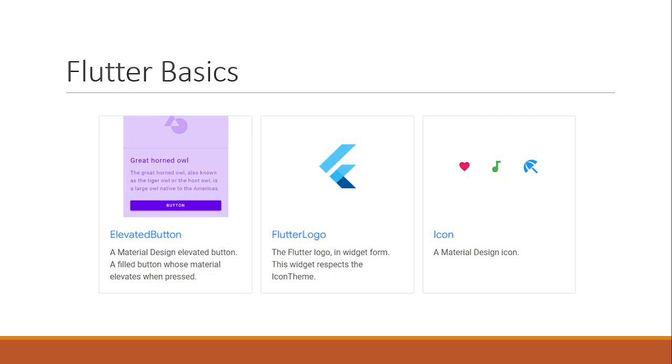So next is we have the elevated button. So this is a special type of button, a material design elevated button. So this is a filled button whose material elevates when pressed. So when you click it, may animation siya nga ga-take effect.